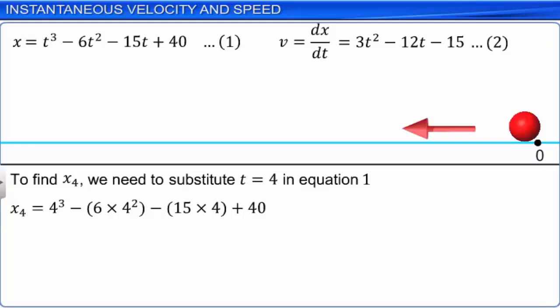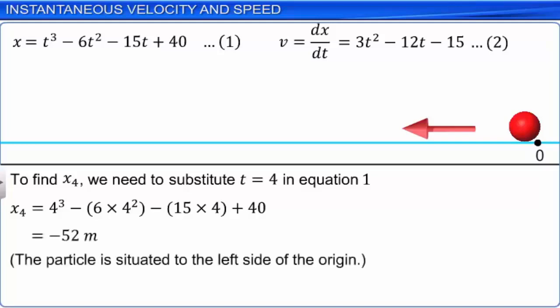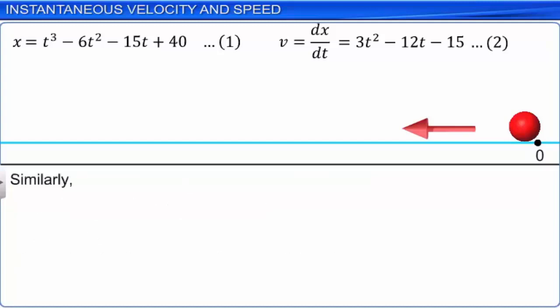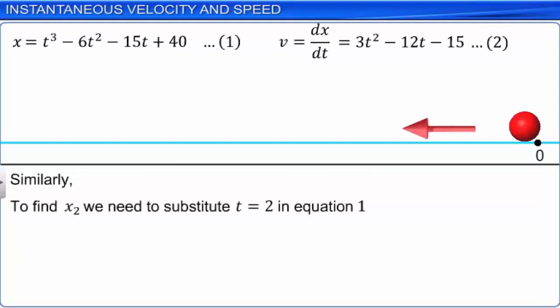Similarly, to find x2, we need to substitute t is equal to 2 in equation 1. x2 is equal to 2 cube minus 6 multiplied by 2 square minus 15 multiplied by 2 plus 40 is equal to minus 6 meters. The particle is situated to the left side of the origin.